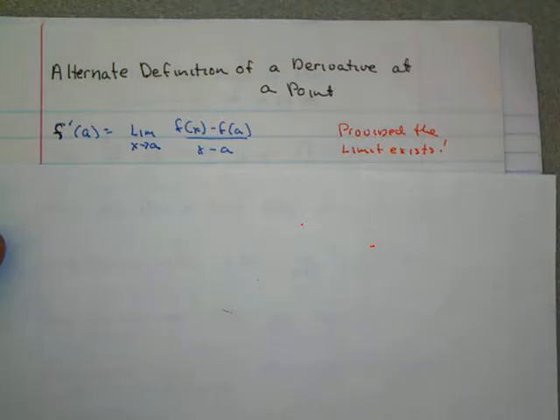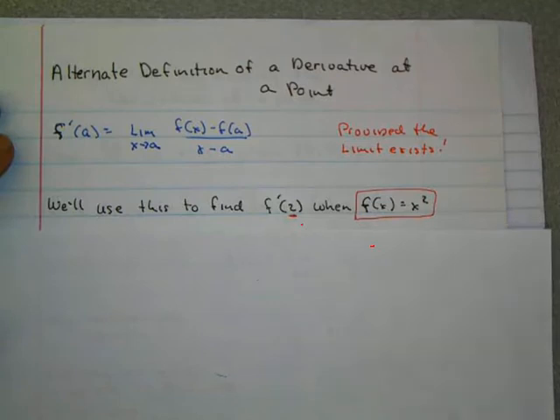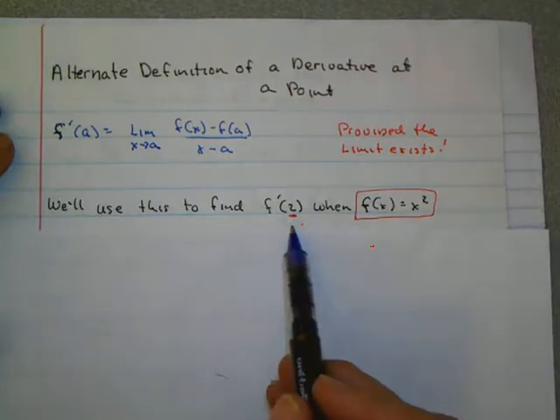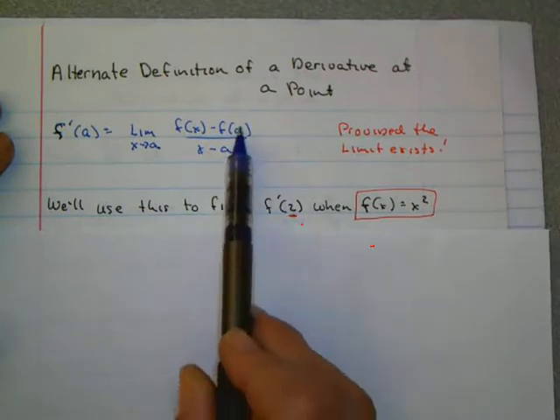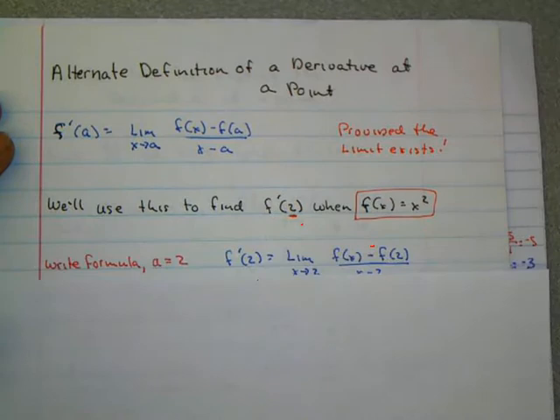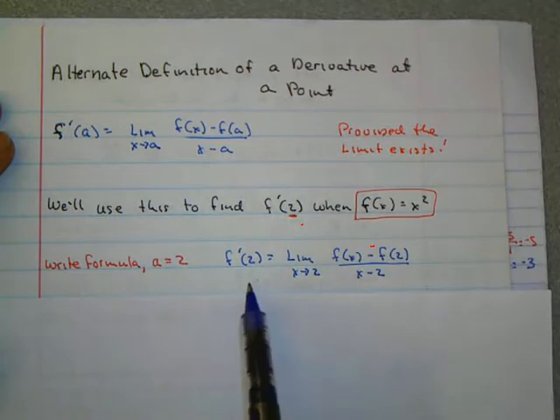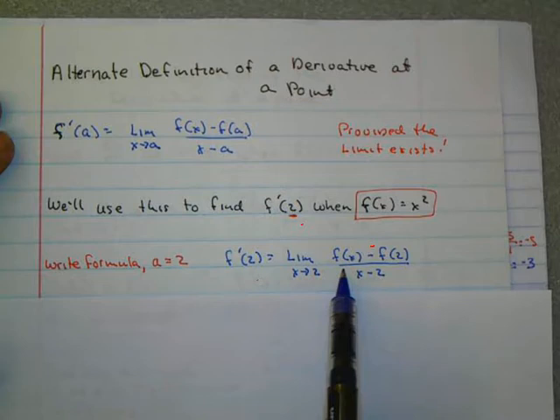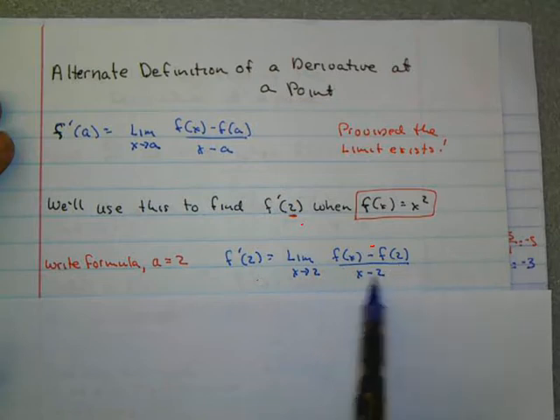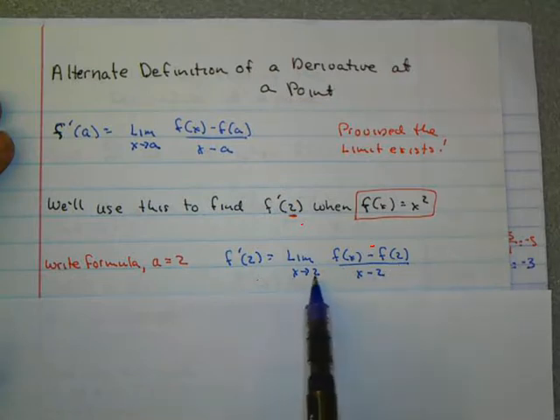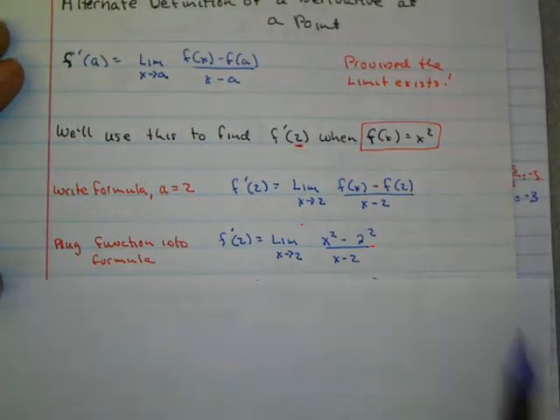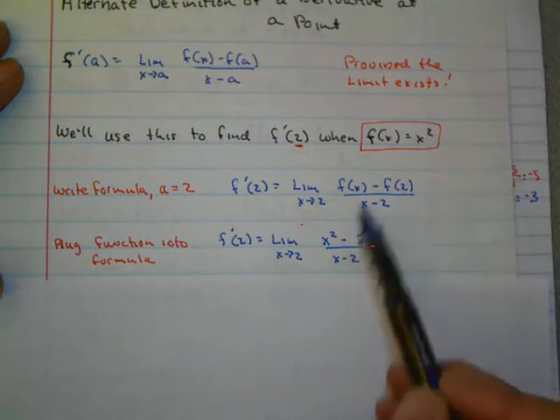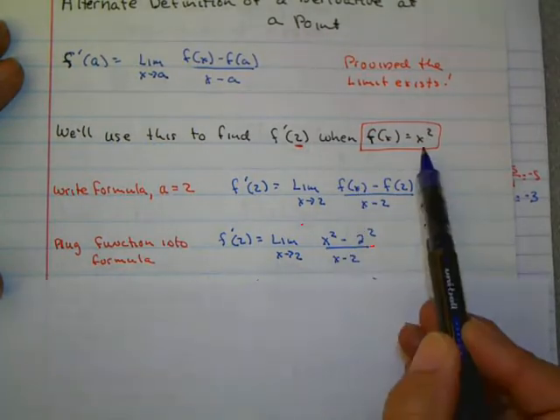Now, we're going to find f prime of 2 when f of x equals x squared. So basically, we're going to substitute 2 in for a in this definition. So we'll write our definition, and we've got f of x minus f of 2 over x minus 2, and we'd like to reach a point where we can substitute in 2 for x. Well, we have to first put in our function, so instead of f of x, we'll have x squared, because that's our function. And instead of f of 2, we'll have 2 squared.